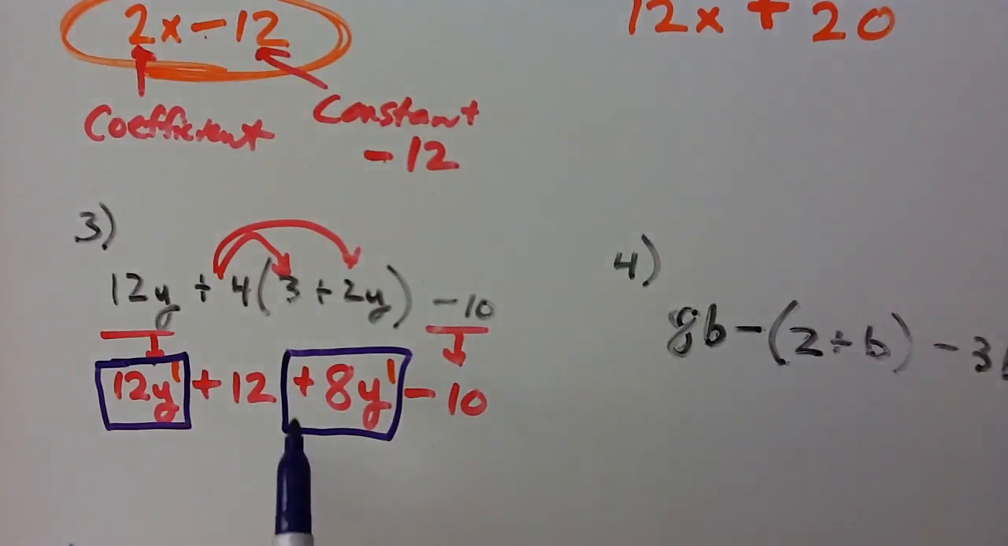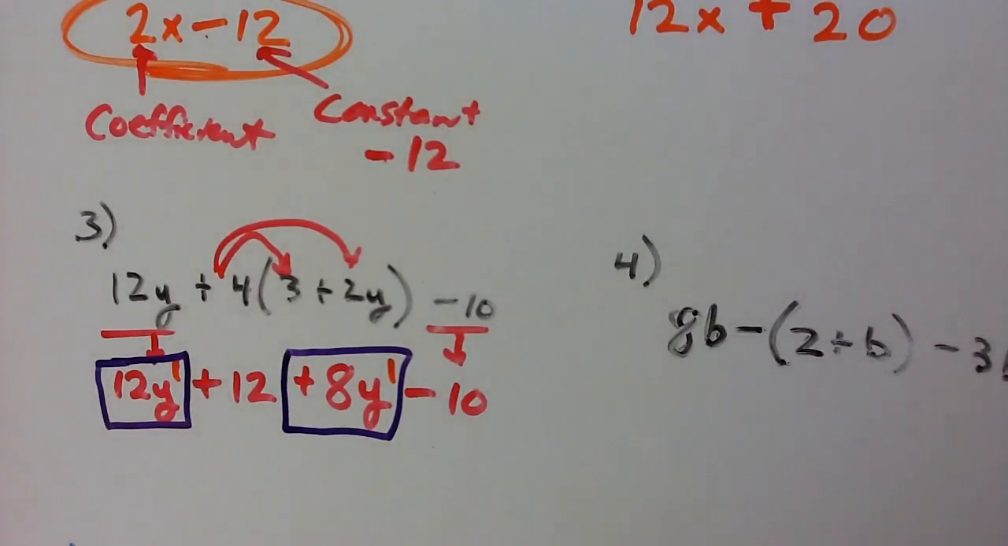Now, do you see this plus sign right here? Why is that inside the shape? Well, it's inside the shape so that you know that 8y term is positive. It's positive. And so I have 12y and positive 8y. And so I need to add their coefficients. 12 plus 8, that's 20, right?